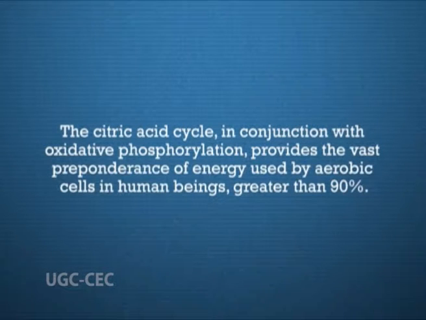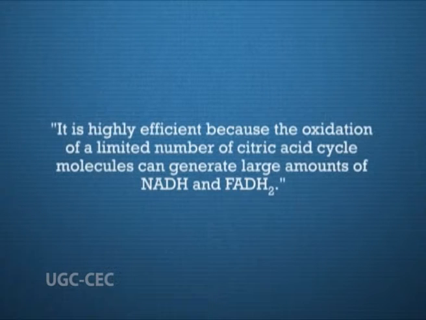The citric acid cycle, in conjunction with oxidative phosphorylation, provides the vast preponderance of energy used by aerobic cells in human beings, greater than 90%. It is highly efficient because the oxidation of a limited number of citric acid cycle molecules can generate large amounts of NADH and FADH2.